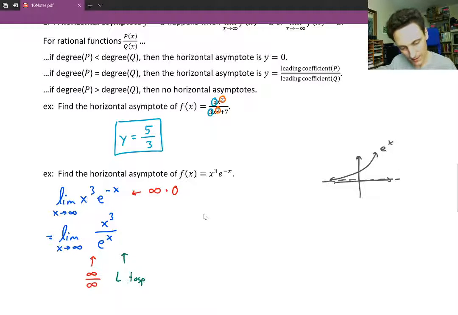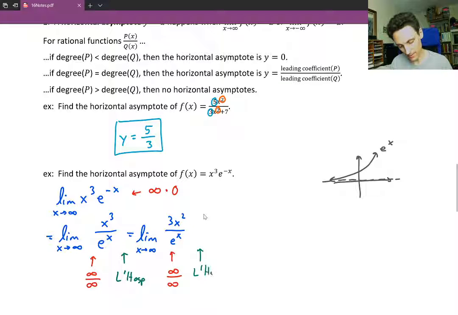We'll take the derivative of top and bottom. We've got 3x squared over e to the x. Check to see what kind of limit we have. Looks like infinity over infinity again. So we're going to use another L'Hopital. Here we get the limit as x approaches infinity of the derivative of the top, 6x, over the derivative of the bottom, e to the x, and checking our type, another infinity over infinity. So we have another L'Hopital.